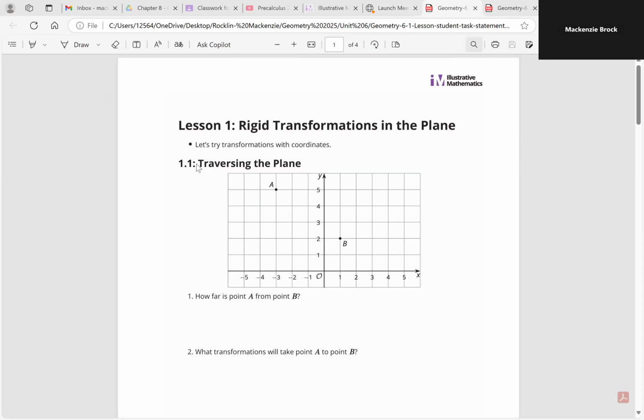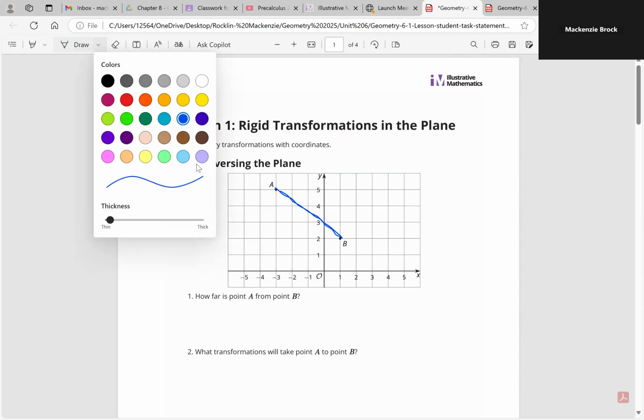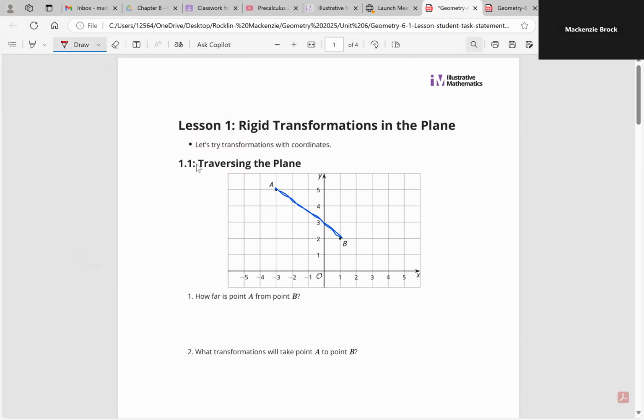Good morning. This is lesson one, transversing the plane. So it says, how far is point A from point B? So we want this distance. I don't think we've introduced the distance formula yet. So the way we would find this distance is by seeing what the horizontal distance is and the vertical.